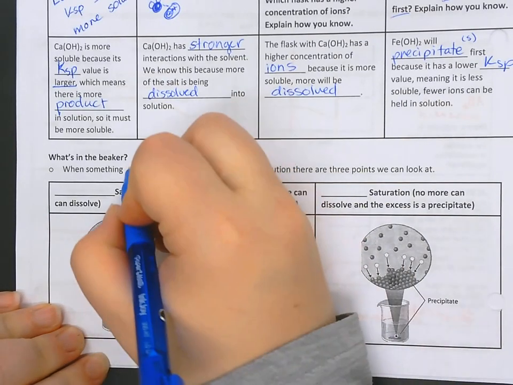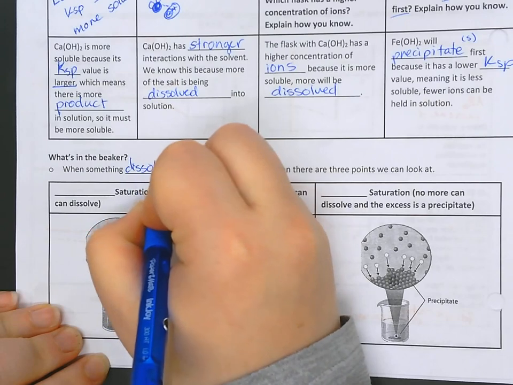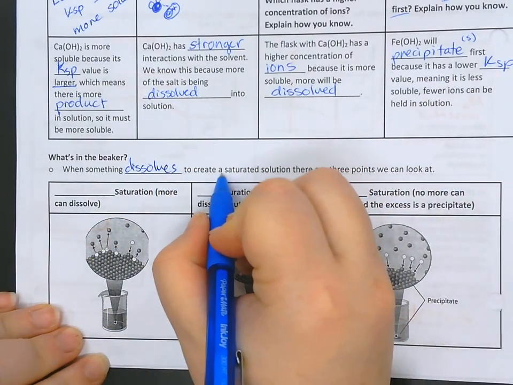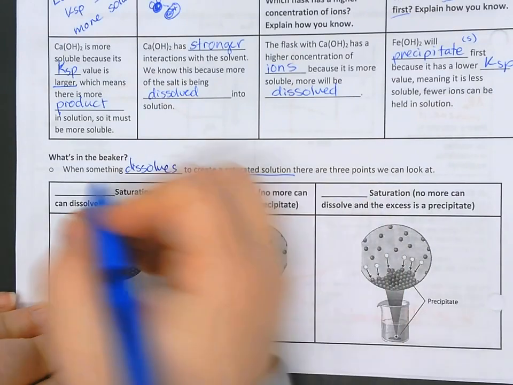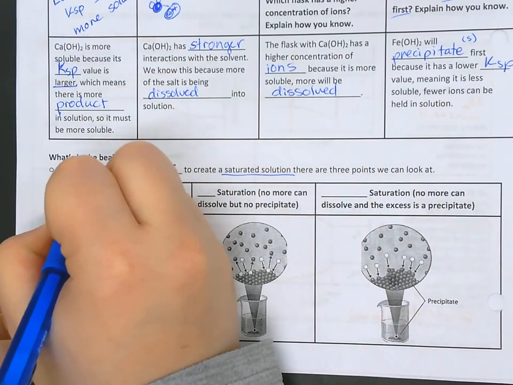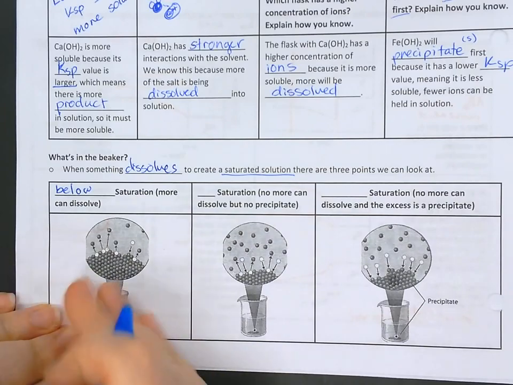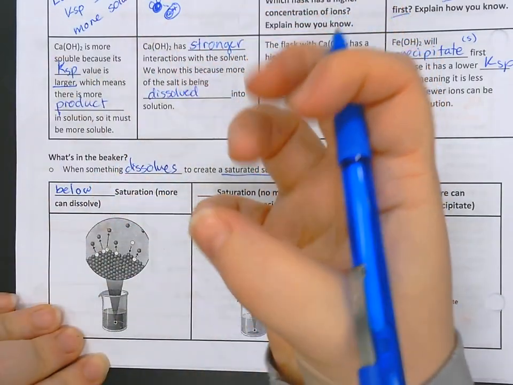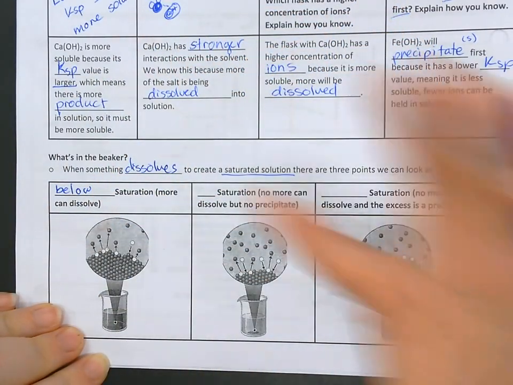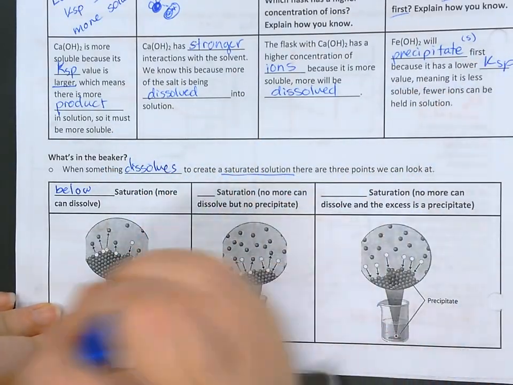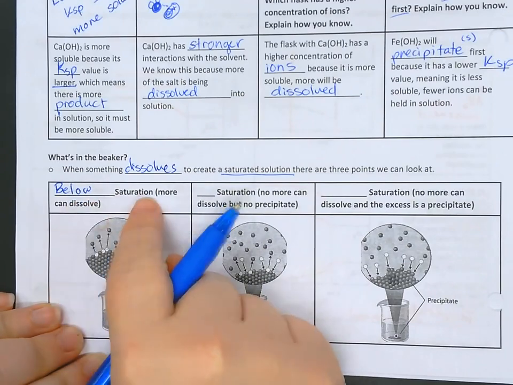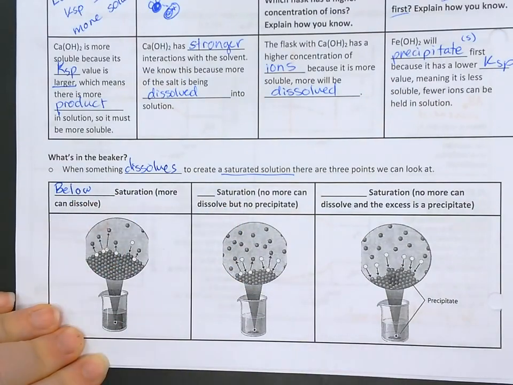So when something dissolves to create a saturated solution, there are 3 points we can look at. So if we are below saturation, okay, we haven't saturated it yet. So saturation means it's like, imagine a paper towel soaking up water, right? That's saturating it. We're filling it up with that substance. So below our saturation, we can have more chemical to dissolve.